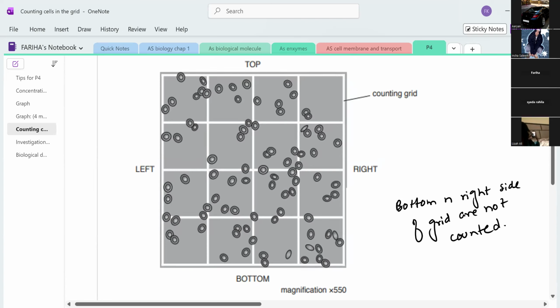Bottom and right side of the grid are not counted. Tell me quickly. You need to do the magnification too, to do it quickly. If the bottom and right side of the grid are not counted, so how many cells are not counted?